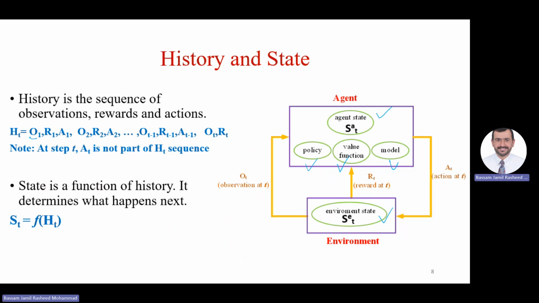So the environment provides the observation and the reward, and then the agent takes an action. Then the environment provides observation, rewards, the agent takes an action, and etc., etc. So this is the way as we explained in the previous slide. The state is a function of a history, so it determines what is the next step. The state really is the function of the history.